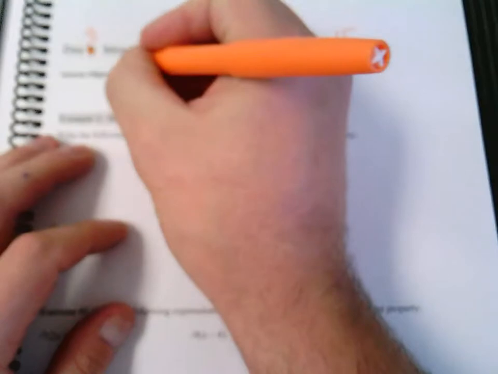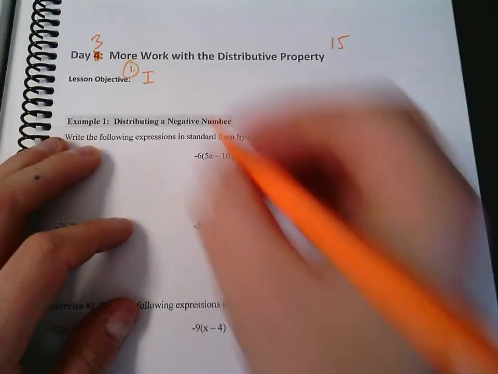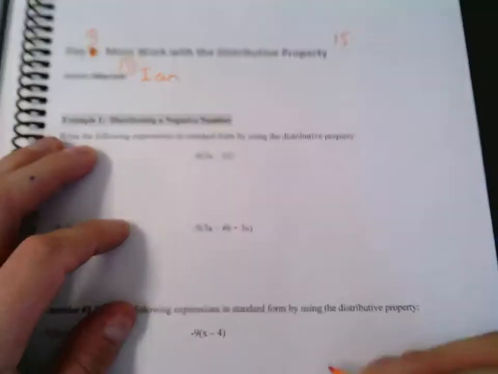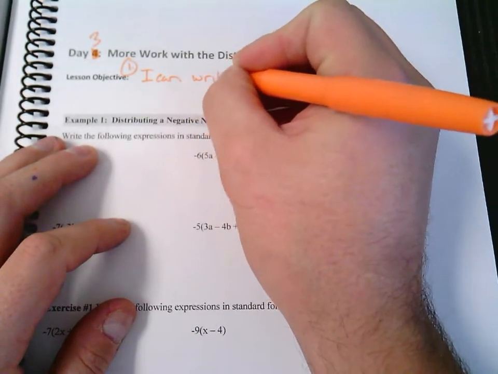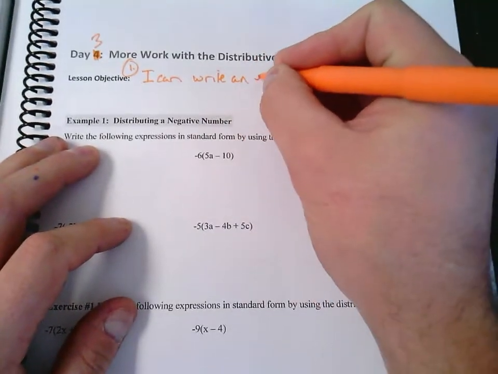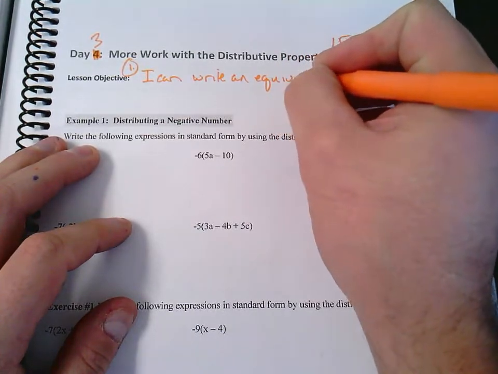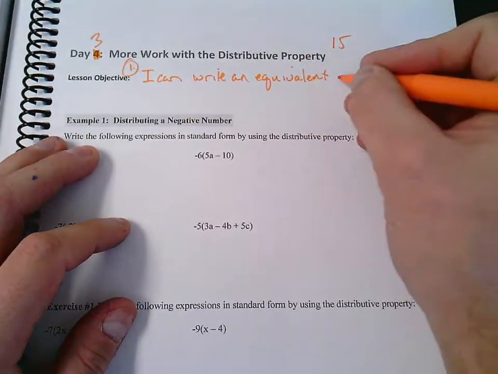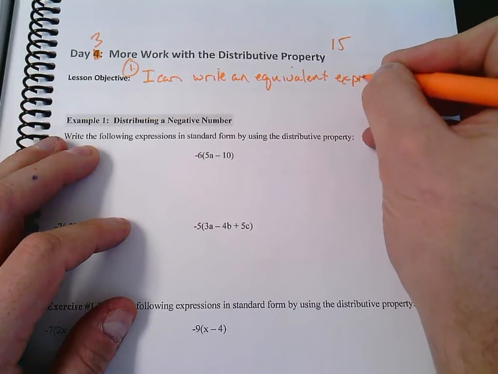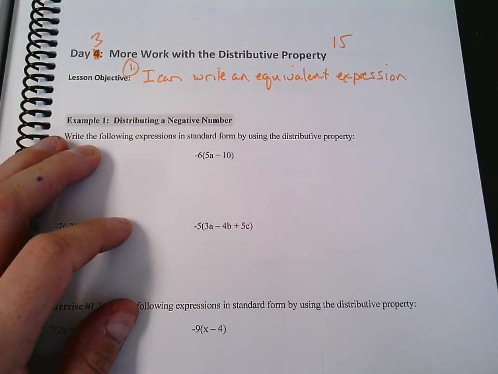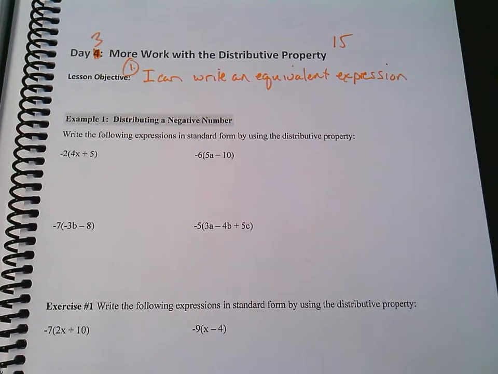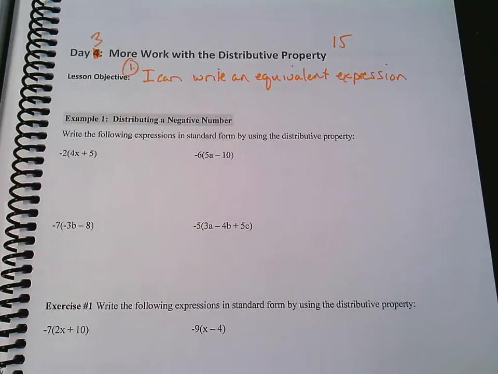And our lesson objective is broken down into two skills. I can write an equivalent expression. But you know what? You're going to already have written this down by the time we started. So let's just get to the point of what we're doing for today.